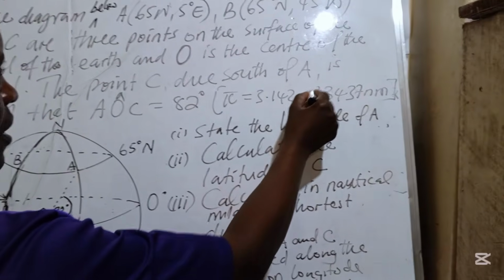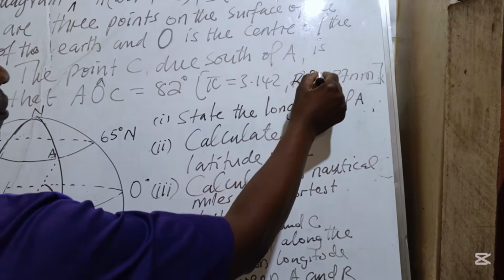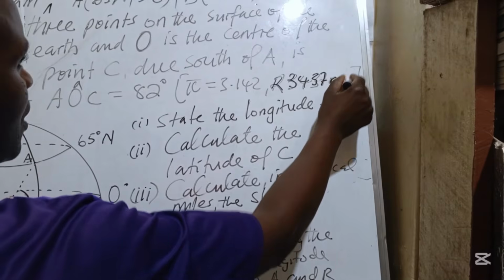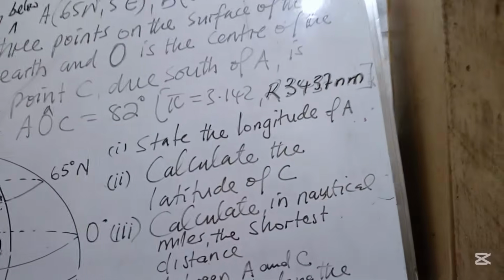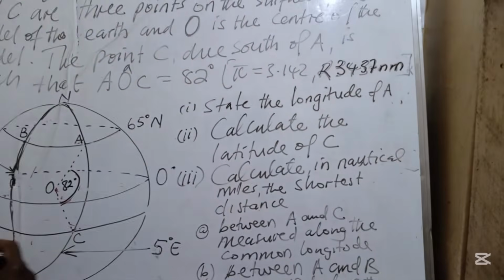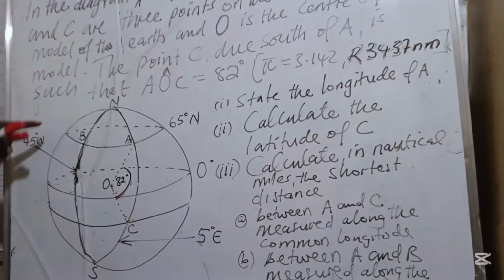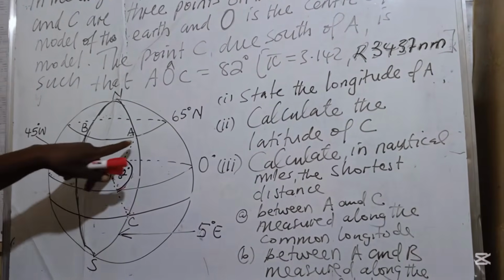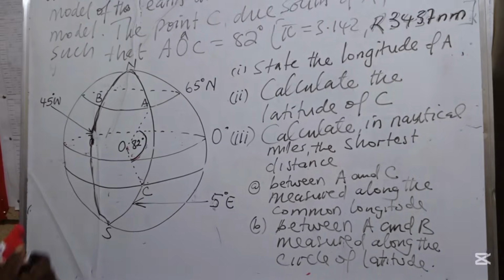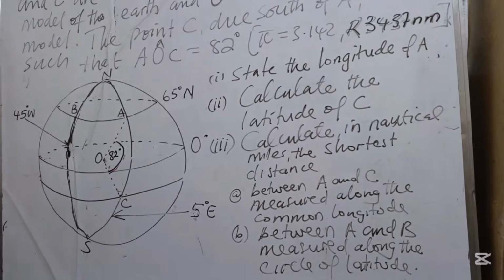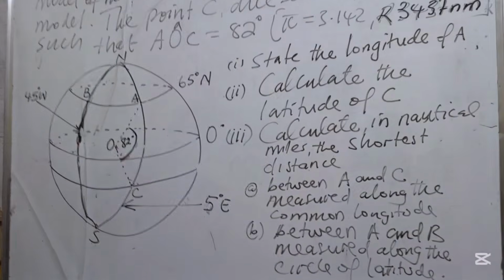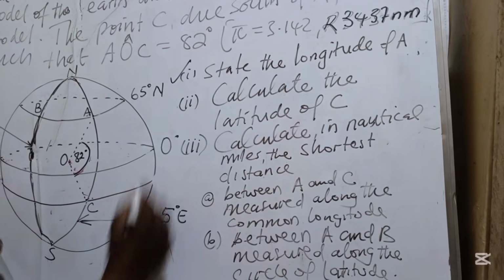My radius, ladies and gentlemen, is 3437 nautical miles. I hope the camera is able to catch that reading. Now, what is important is for us to understand our Earth, our model. They are saying this is point A, this is point B, and of course point C, we don't know the latitude which is here, but soon we are going to determine. Now they are saying number one, state the longitude.